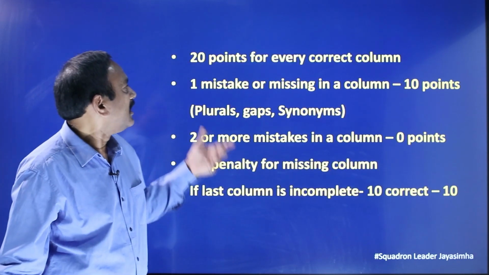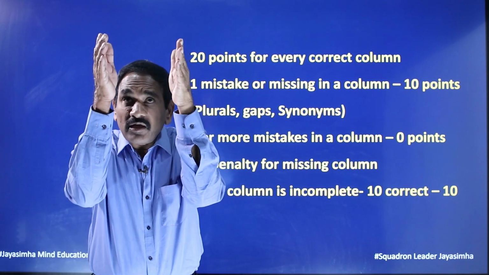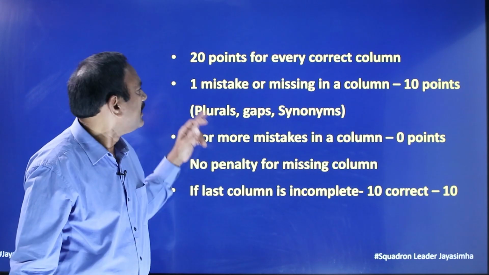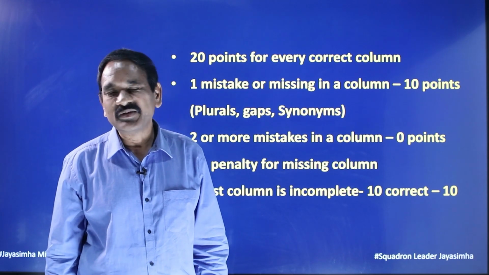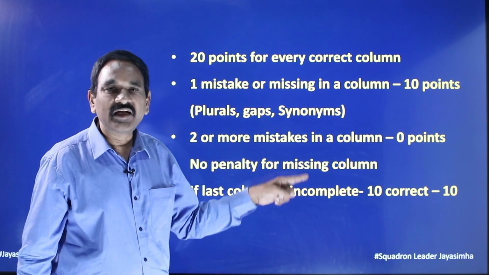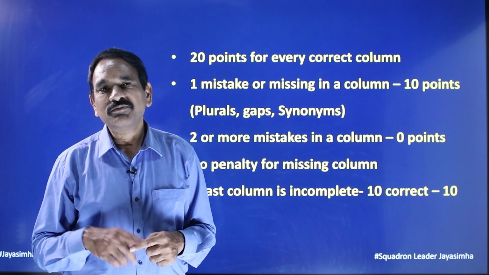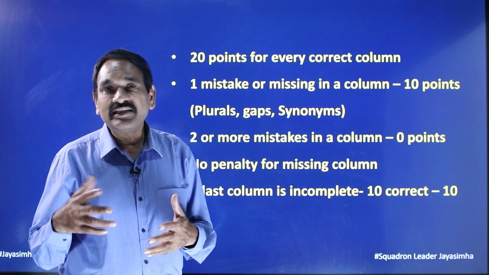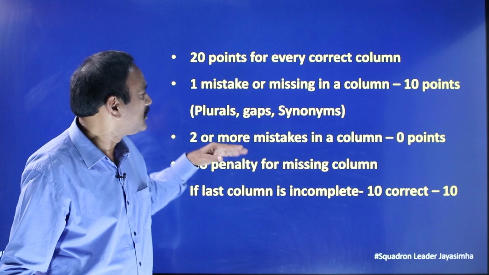And how will the scoring pattern be? 20 points for every correct column. So if in one column, from top to bottom, all the 20 words are correct, you get 20 out of 20. One mistake or one missing word in a column: Sir, 19? No. 20 by 2, you only get 10 points. Plurals, gaps, synonyms also make you lose marks. If I say beautiful, instead of beautiful, she is looking pretty. If you write some synonyms, or if I say apple, you write apples, all of them are wrong. So you should be very, very careful.